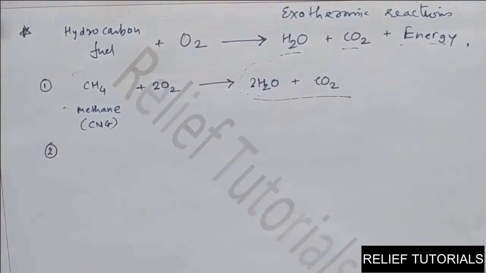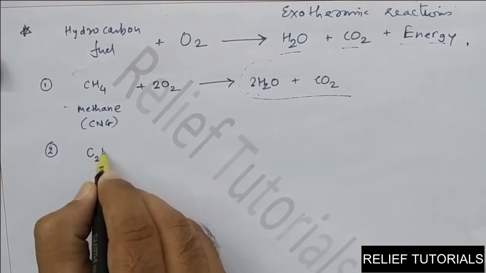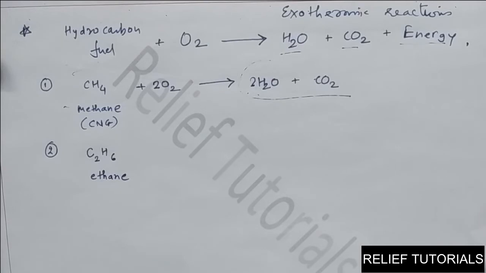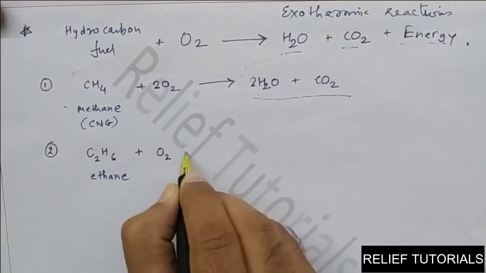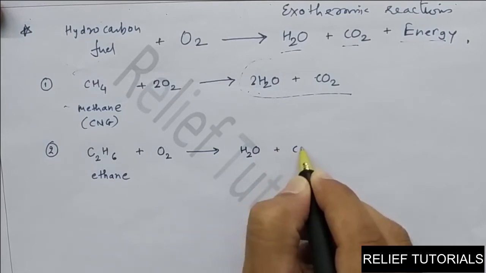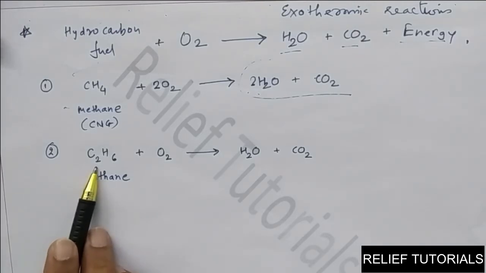One more example in the same hydrocarbon fuel. One more hydrocarbon fuel, ethane gas. The chemical formula for ethane is C2H6. Okay, so when it is burned again in presence of oxygen, it gives again the same products, H2O plus CO2 plus again energy. Make it balanced. Look at this, C2.